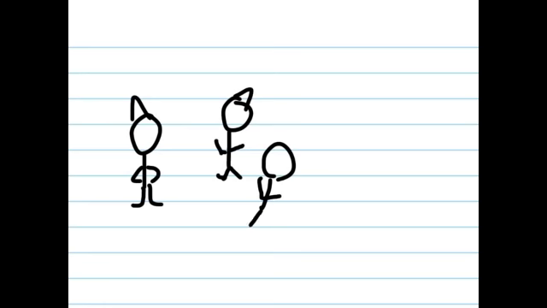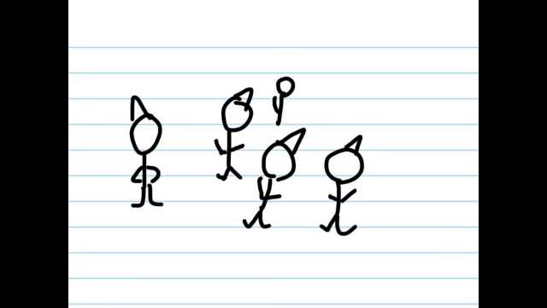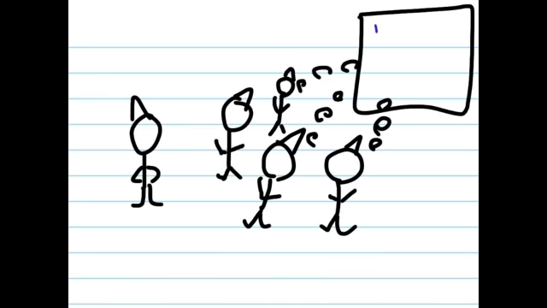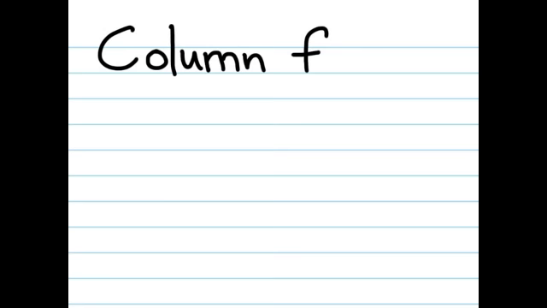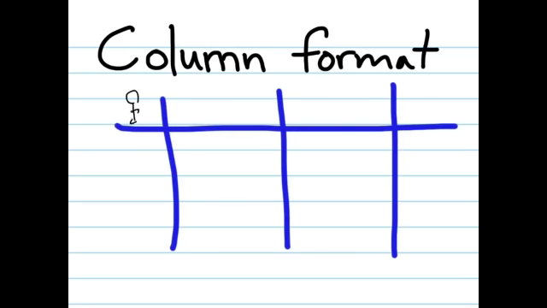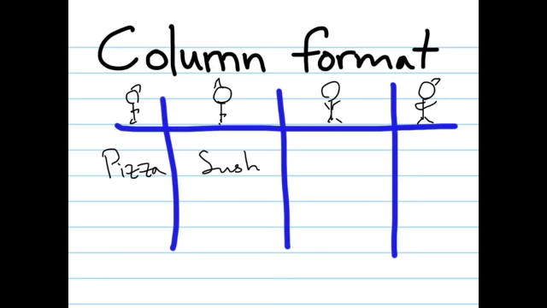Now, let's say you're at a party and you talk to a lot of people and they're all telling you different things. It would be very, very difficult to keep all that information straight because there are so many different sources of information. When there's more than one source of information, we use what's called the column format. The column format is a way to keep track of different sources of information.